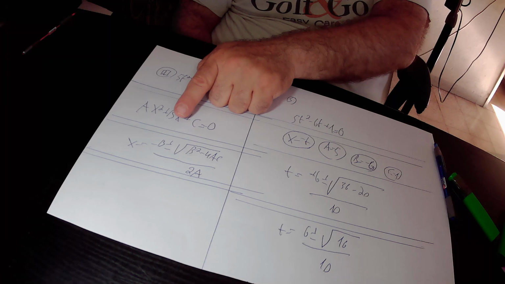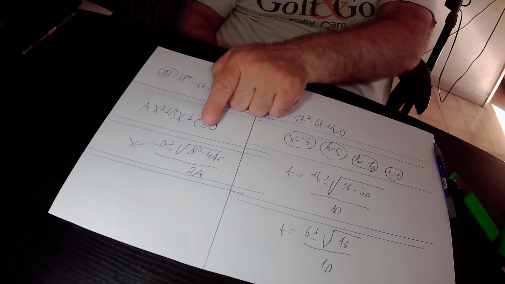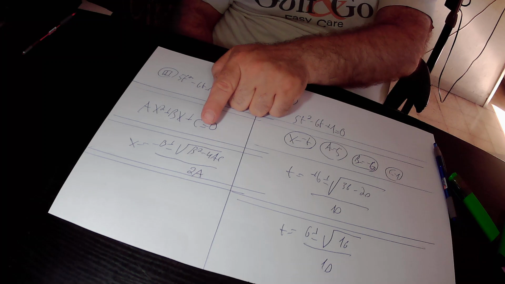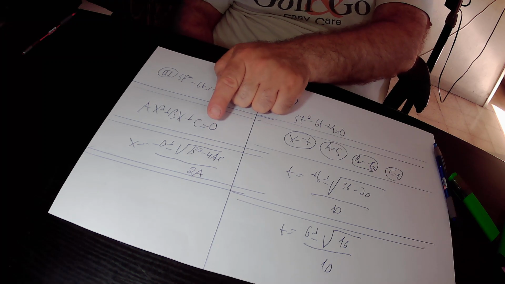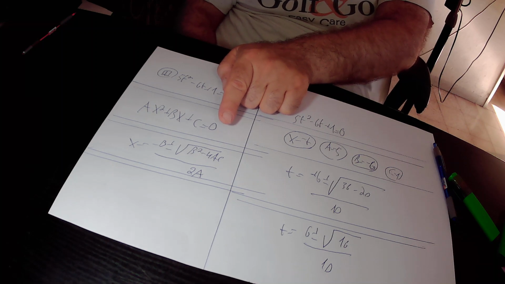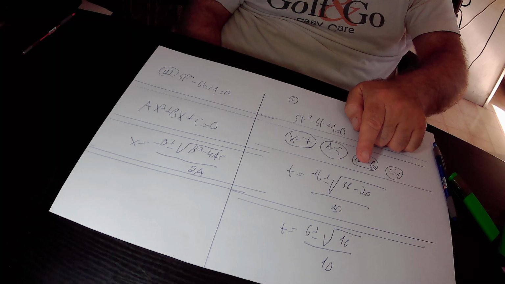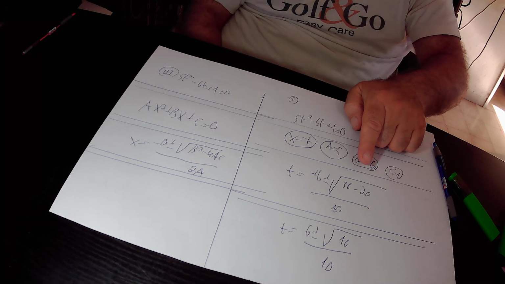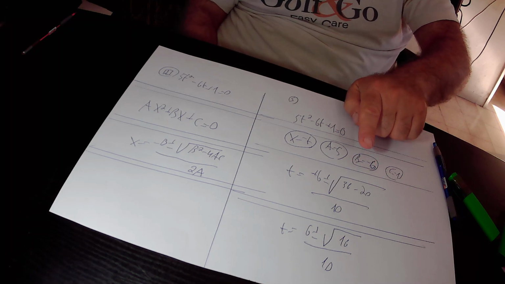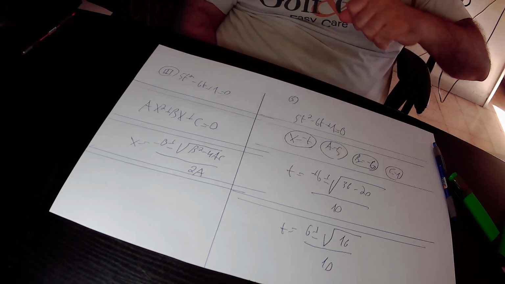b is minus 6, therefore minus b is plus 6, plus minus the square root of b squared. b is minus 6, therefore b squared is 36, minus 4 times a, which is 5, so minus 4 times 5 is minus 20, times c, which is 1, so minus 20 times 1 is minus 20. So inside the root we have only 36 minus 20, divided by 2a. a is 5, so 2 times a is 2 times 5, that is 10.